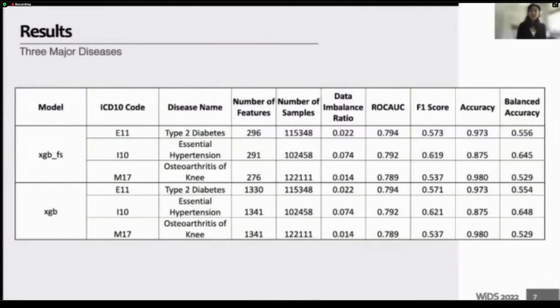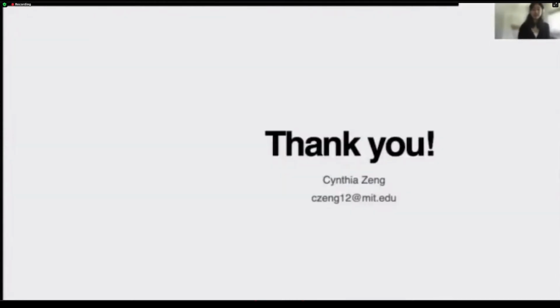We have conducted experiments to predict the probability of diagnosis in the next year for 50 major diseases. In this table, we show 3 diseases which we consider important and with promising results, including type 2 diabetes, hypertension, and osteoarthritis of the knee. For those, we are obtaining close to 0.8 AUC score. This is still an ongoing work, and we're very happy to receive feedback and suggestions.